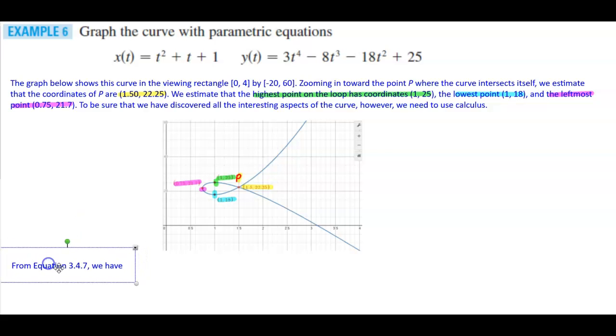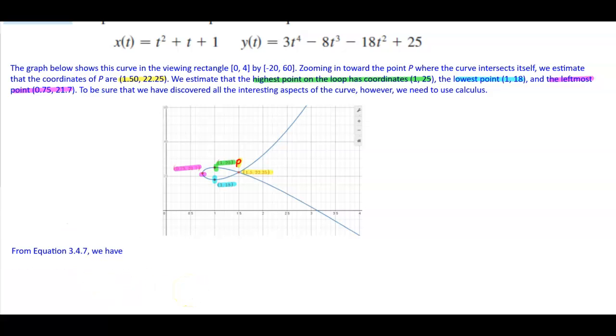So back in chapter 3, section 4.7, we had the following. We would have to find dy over dx, which when we talked about parametric equations, we want to find dy with respect to t divided by dx with respect to t. So in the numerator, we have to take the derivative of the y function. The derivative of 3t to the fourth is 12t cubed, minus 24t squared minus 36t. And then we're going to divide that by the derivative of the x function, so that's going to be 2t plus 1.